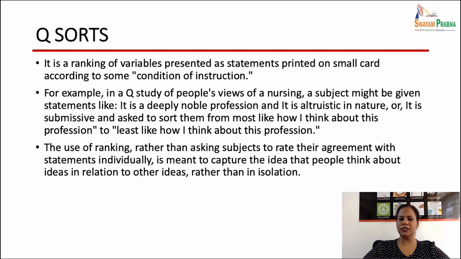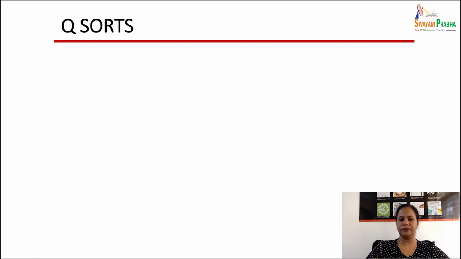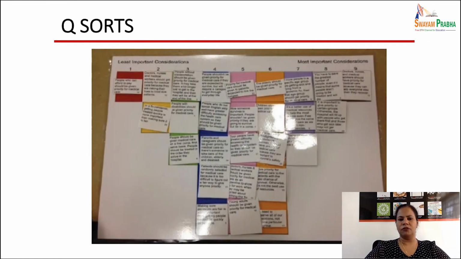So that will give us the information about how a particular idea is related to another idea. So this is an example of the Q sort. Here you can see these are the small cards where the information is written, and based upon the written material the person has to sort the cards, and here it is a forced choice arrangement. The person has to choose the cards and arrange them in a particular way.